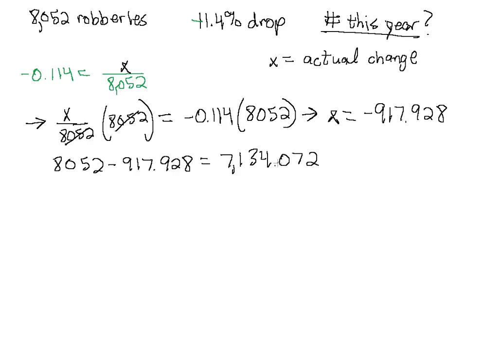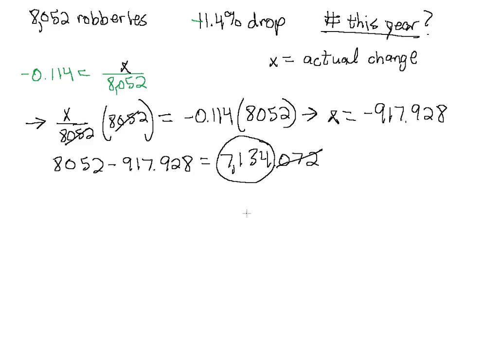which gives us 7,134.072. Now, since we're talking about a quantity of occurrences, such as robberies, it doesn't make sense to have a partial robbery. So we can omit the decimal and everything after it, or basically round down if you want to look at it like that. The number of robberies reported this year will be 7,134, because we can't have a partial robbery.